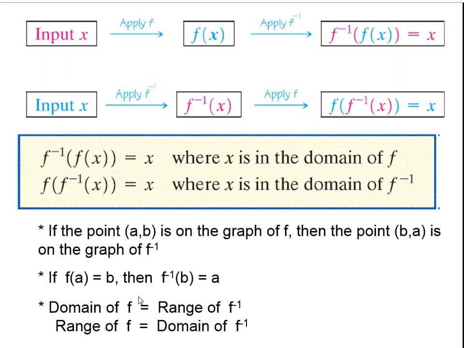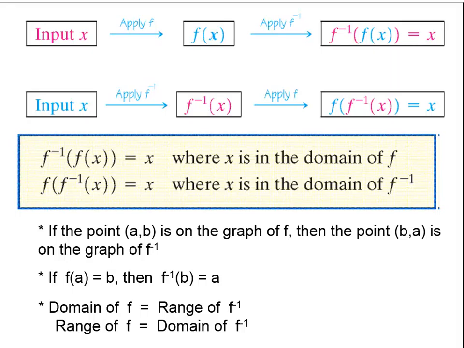And again, here's the same conversation said in a slightly different way. So the domain of the function will become the range of the inverse. And then vice versa. The range of the function will become the domain of the inverse. So all 3 of these things down here really say the same thing, just saying it in a slightly different way.